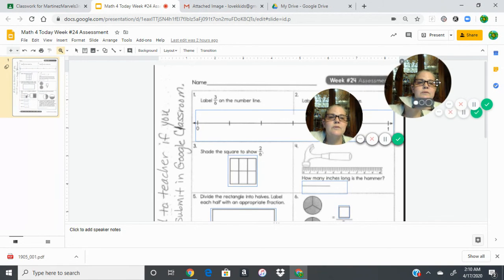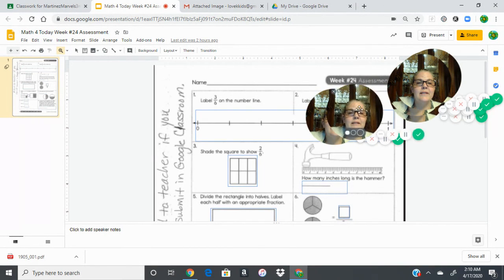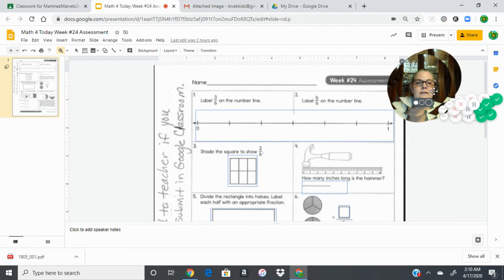Oh, I'm going to have multiples of myself again today, it looks like. I wonder why it does this. Oh, how many, Mrs. Martinez, could there be? Goodness, there's lots of me.